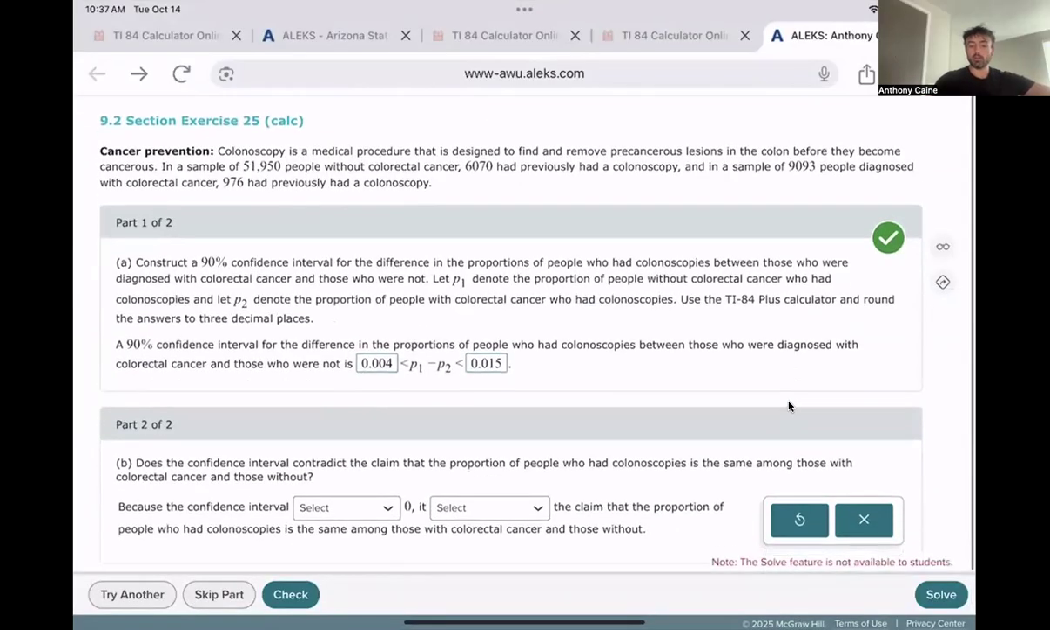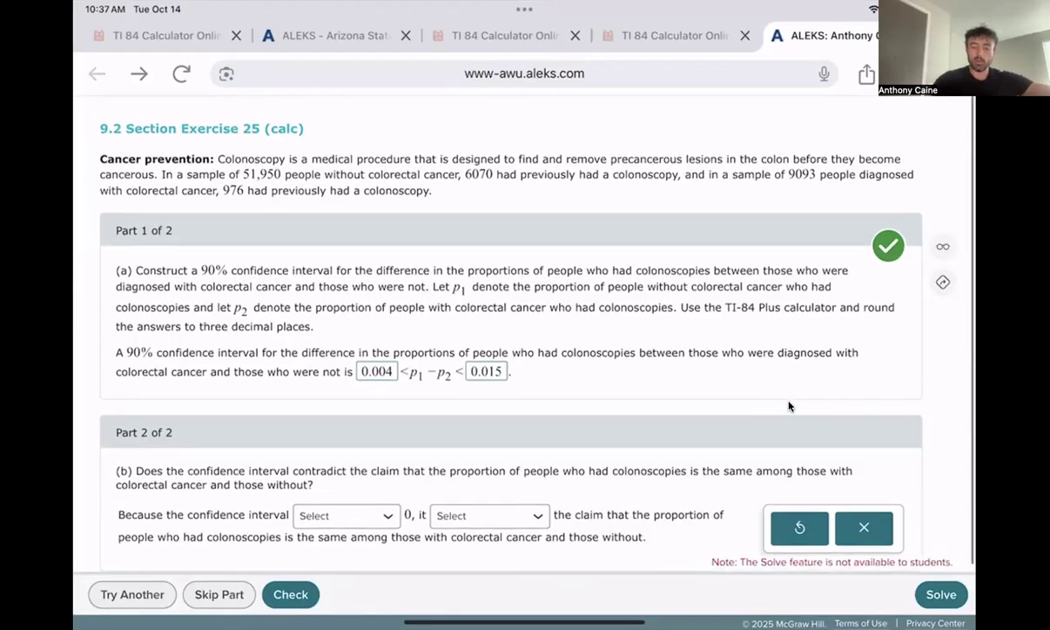So let's read through this problem since it's a new one. Colonoscopy is a medical procedure that is designed to find and remove precancerous lesions in the colon before they become cancerous. In a sample of almost 52,000 people without colorectal cancer, 6,000 had previously had a colonoscopy. In the sample of 9,000 people diagnosed with colorectal cancer, about 1,000 had had a colonoscopy previously. Okay, and so we're looking at the difference in proportions.